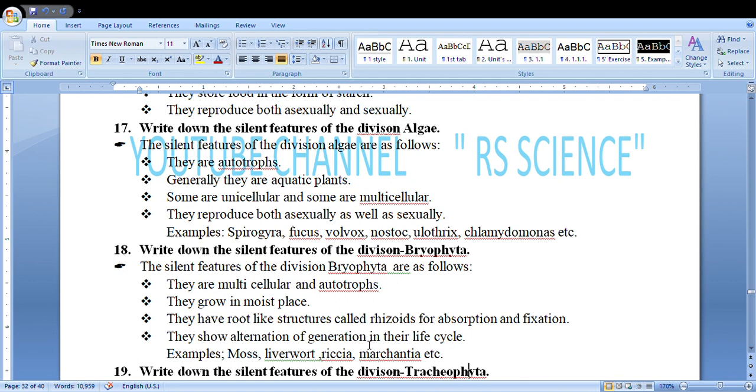Alternation of generation means their life cycle consists of two generations, sporophyte and gametophyte, that occur one after another by a process which is called alternation of generation. Examples: moss, liverwort, Riccia, Marchantia, etc.